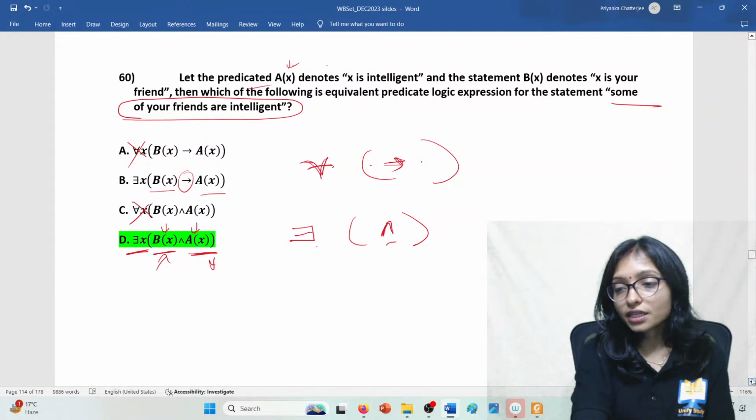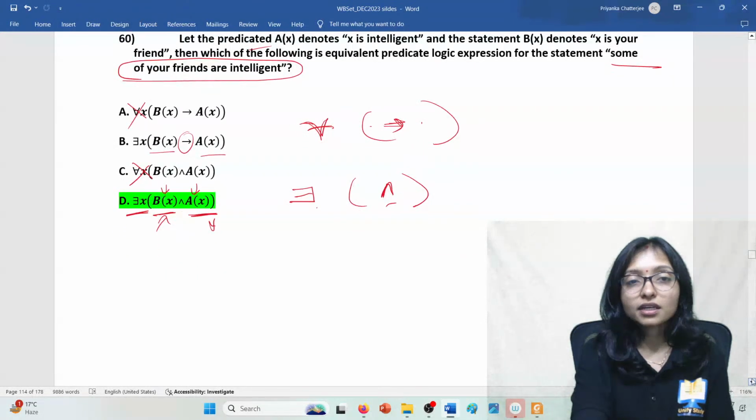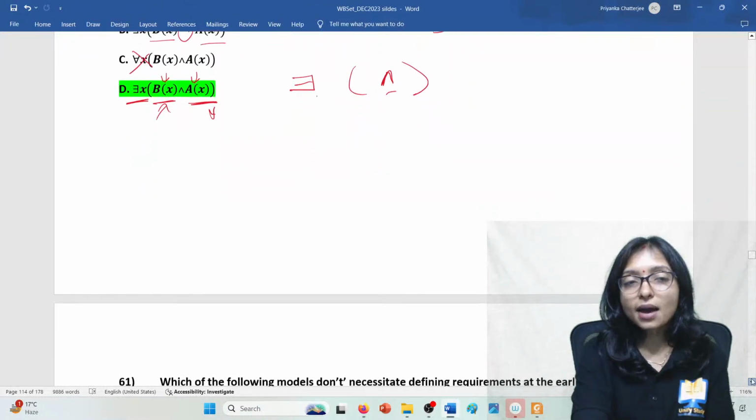Sweetie Mukherjee, I think you are new and you are making a mistake. This is not for all. It is some. Some means there exists.